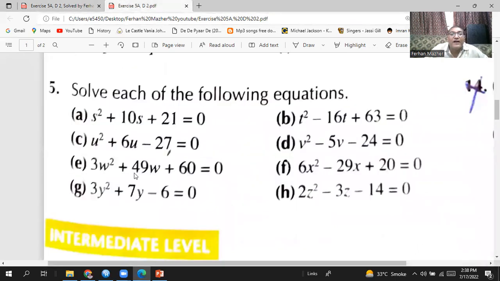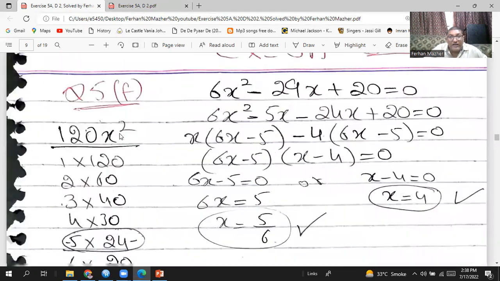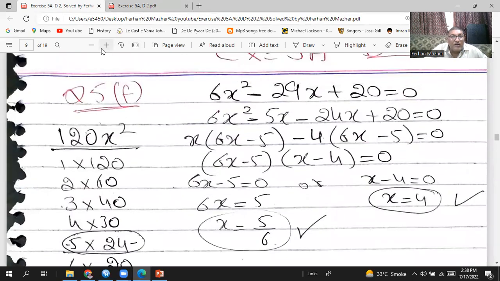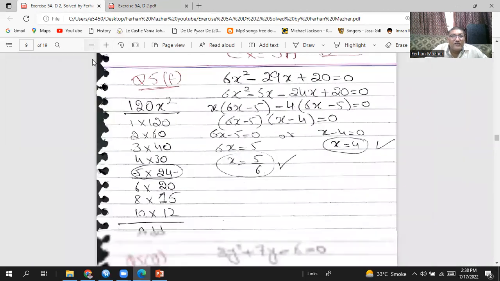Question number 5, E part. Question number 5, it's F part. 6x squared minus 29x plus 20 is equal to 0. So very simple. You will multiply the extreme terms, and when you multiply the extreme terms, let me use the side so you can see the whole question. So 6 will multiply with 20, that will give you 120x squared.